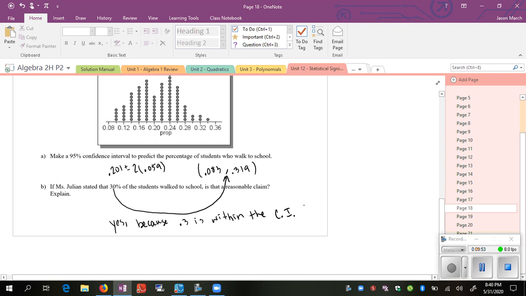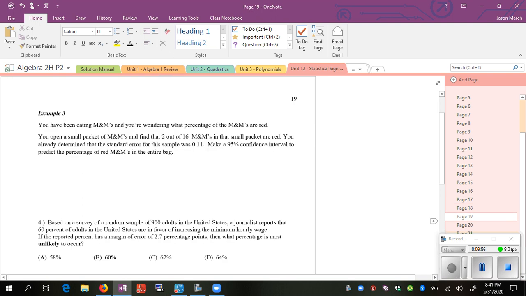All right, let's try a few more. You have been eating M&Ms and you were wondering what percentage of the M&Ms are red. You open a small packet of M&Ms and find that 2 out of 16 are red. So our sample proportion, which actually has an abbreviation of p with a hat on it, is 2/16, or 1/8, or 0.125.